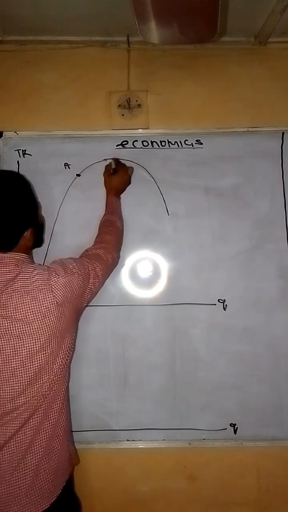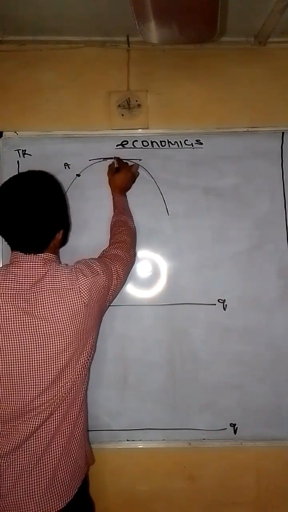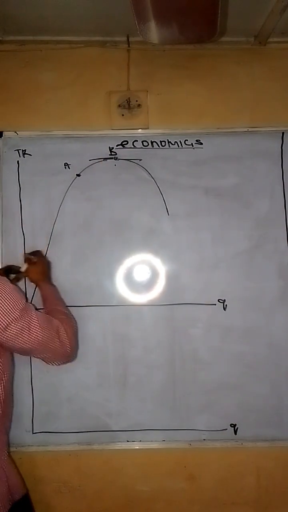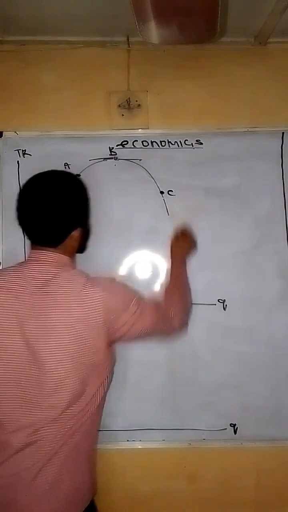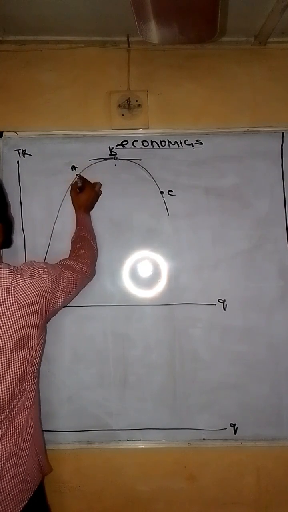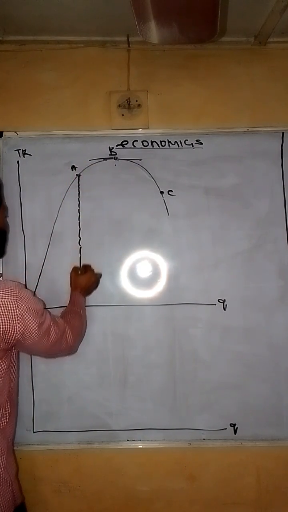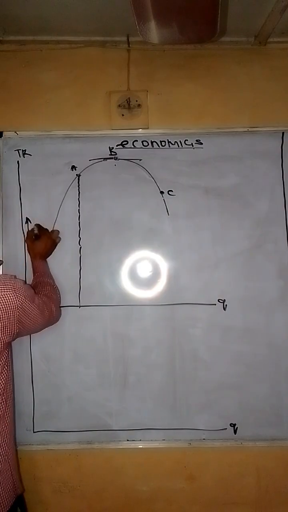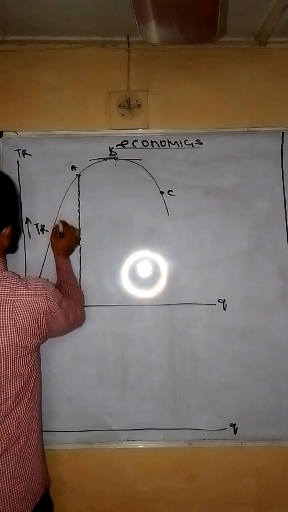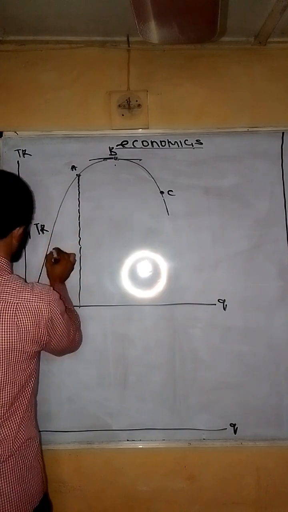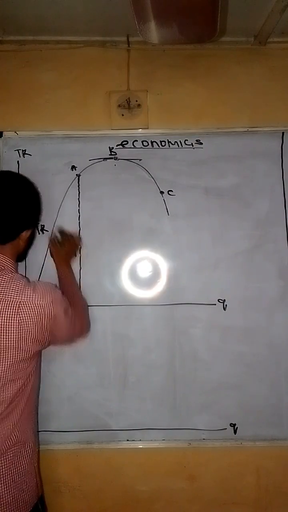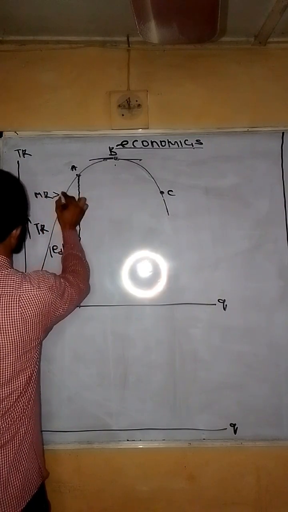Let's call here point A. Let's call here point B. Let's call here point C. So at this point A, it is obvious that total revenue is rising. Hence, elasticity of demand, ED, is greater than 1. And at the same point, MR is greater than 0.